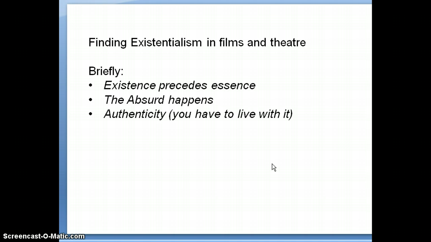But here's the big thing about existentialism that you will find here, what we call authenticity. Things happen, absurd, unusual, unexpected things happen, but in life, you've got to live with it. So you don't have a choice of saying, I don't want to take this hand that's being dealt to me.